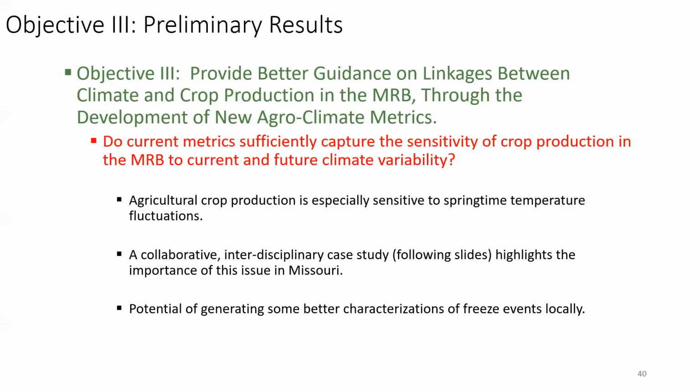So for objective three, we know that agricultural production, especially crop production, is sensitive to springtime temperature fluctuations. On the following slide, we'll discuss a paper that we put together with some people from the math department here at UMKC that highlights this issue. I think the results from this paper have the potential to give us some better characterizations of freeze events locally within the state, at least.